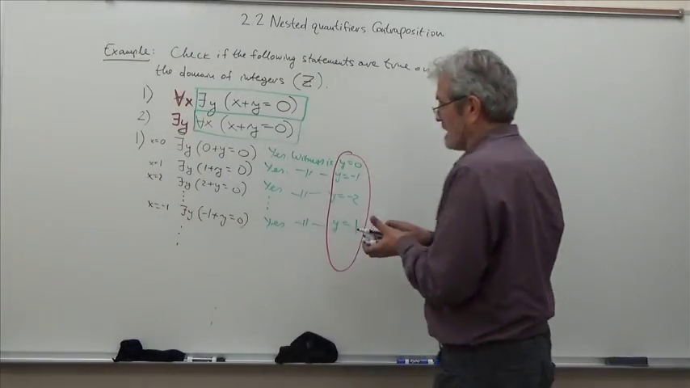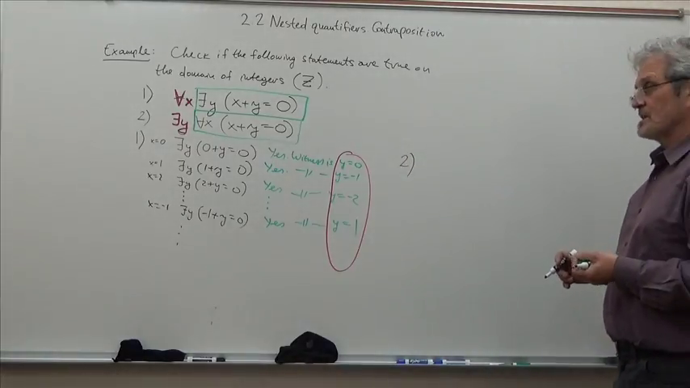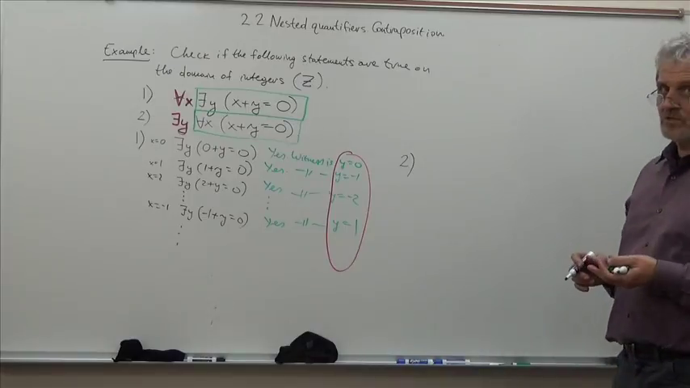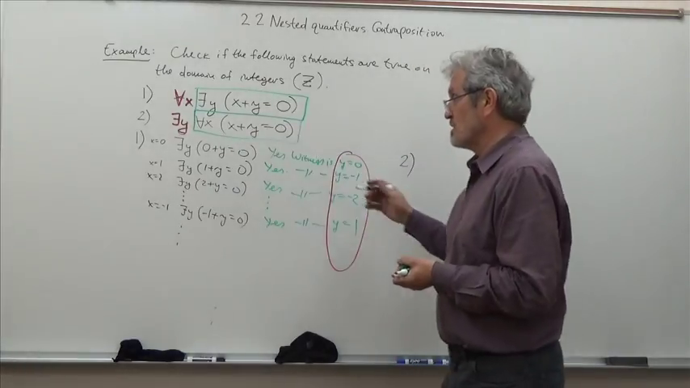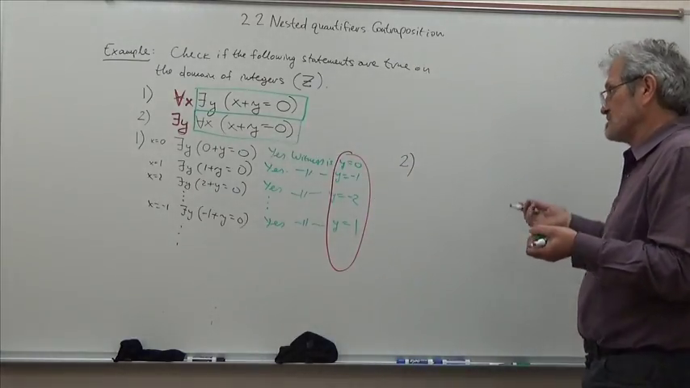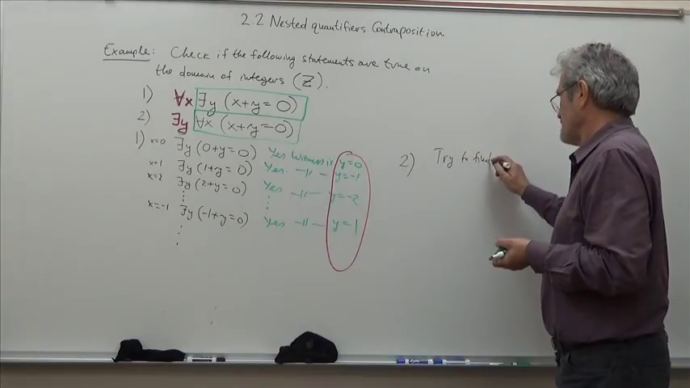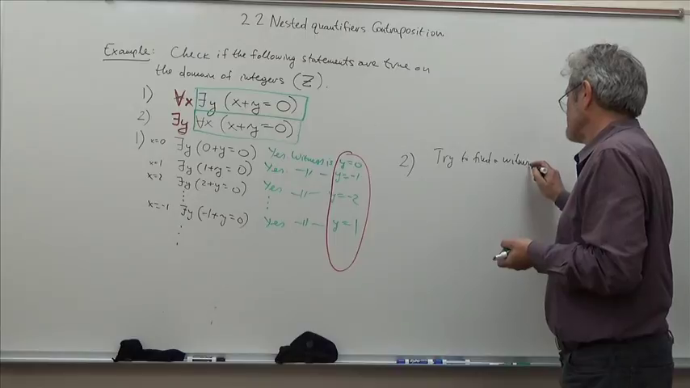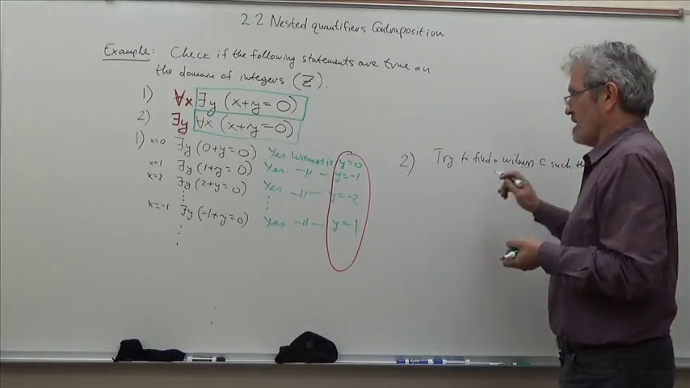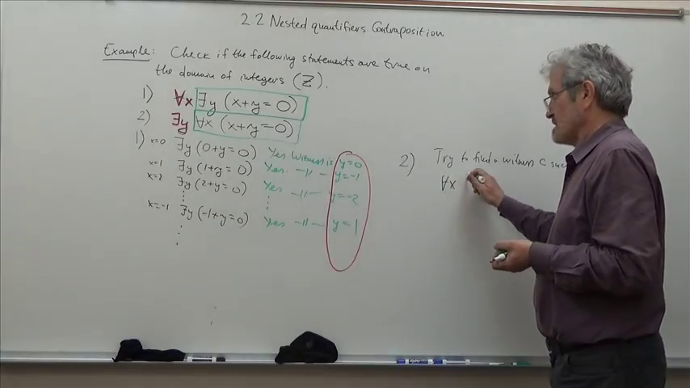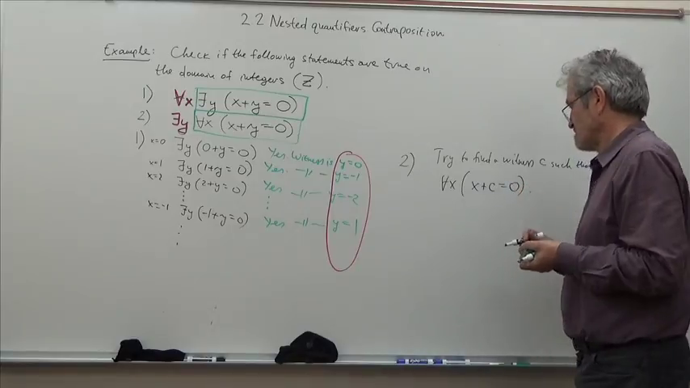Let me do it side by side now for statement number 2. We have nested quantifiers again, but now the existential quantifier comes first. So what will happen if I wanted this to be true? I need to find the witness up front. So try to find a witness c such that for every x, x plus c equals 0.